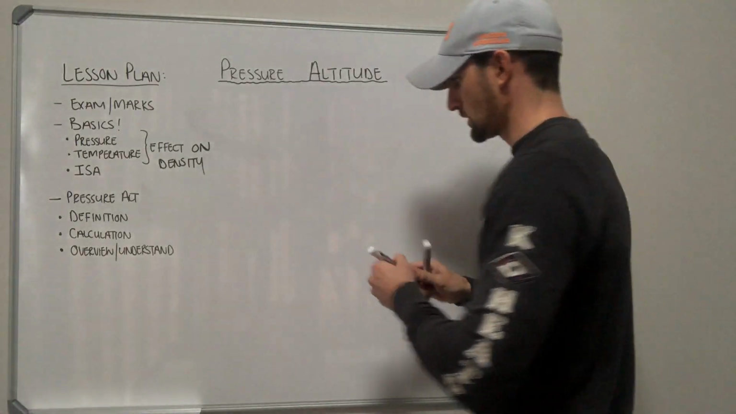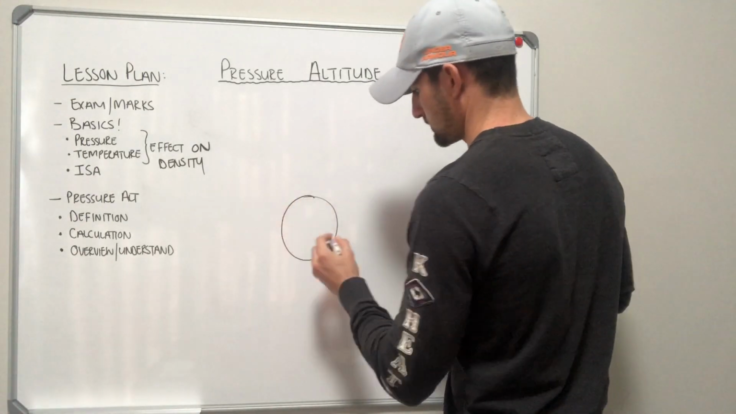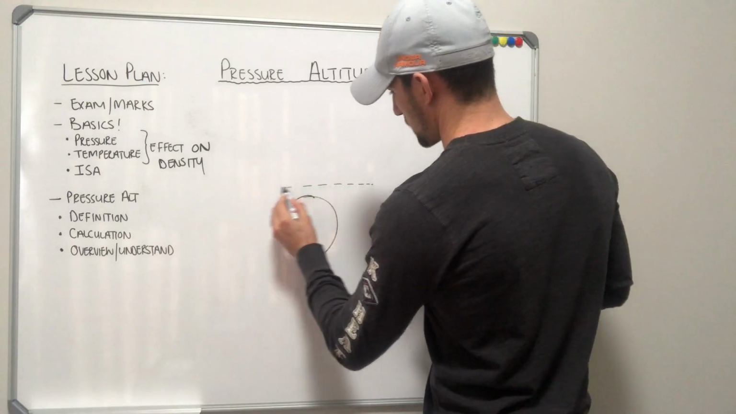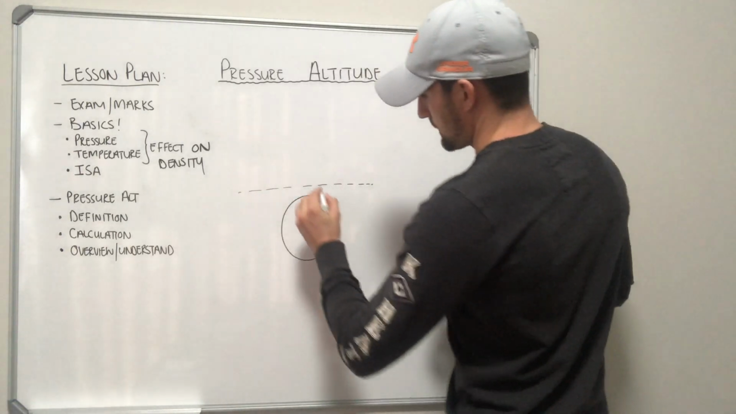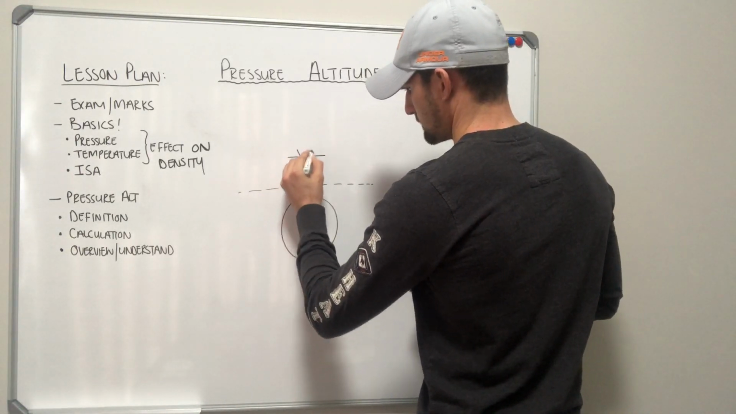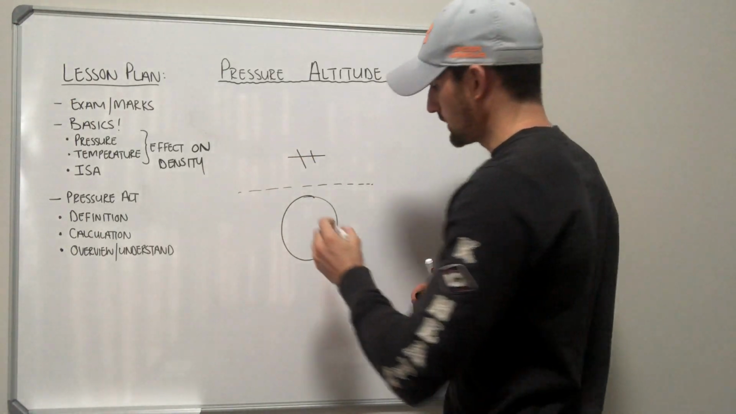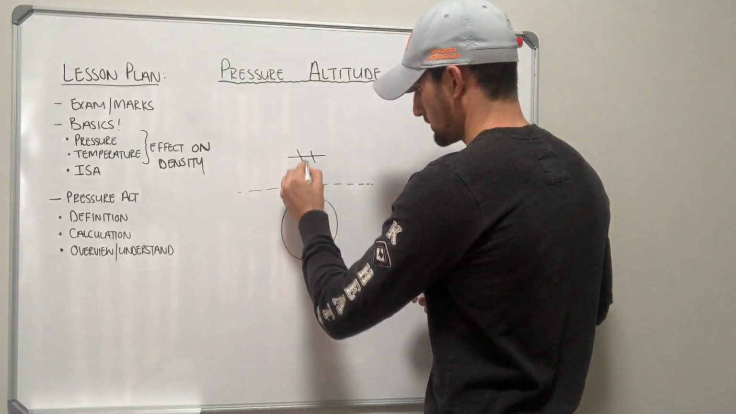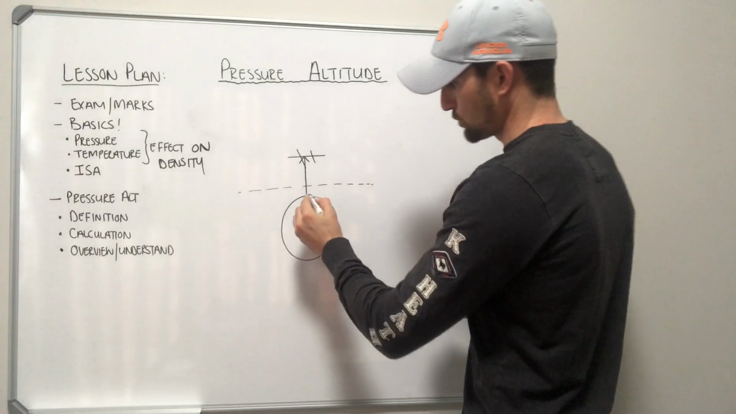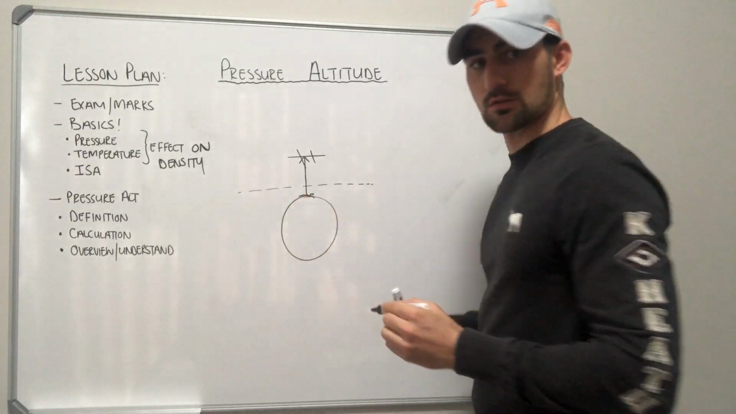So if you can imagine, if Earth was here, and let's say the 1013 pressure line is like that, and you're flying over here, then you can either be flying on altitude, which would be from sea level, right?